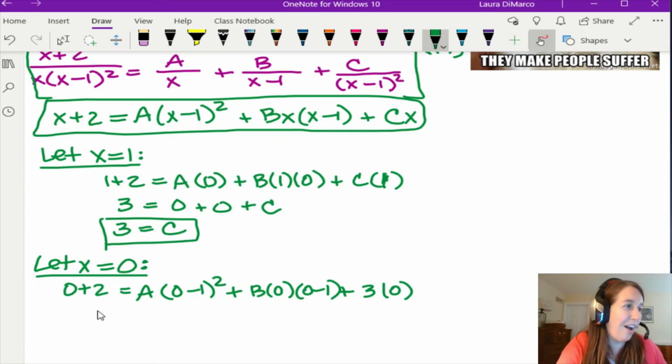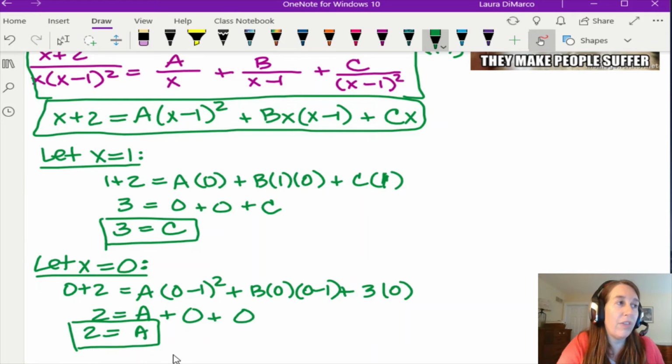All right, so now you can see 2 equals a times 0 minus 1. Now, negative 1 squared is a positive 1, so this is just a, or a times 1, plus b times 0, that's 0, and 3 times 0. So we just found out that a is 2. Well, that's good news because now we know c and a, so all we have to do now is find b.